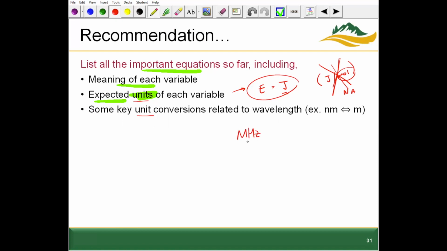So being clear about what is a hertz, how we go from mega to just hertz, then nanometers to meters, and different important unit conversions like these. So this is a recommendation I have for you.